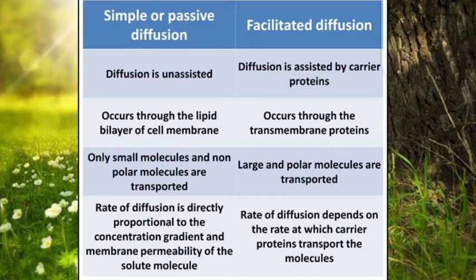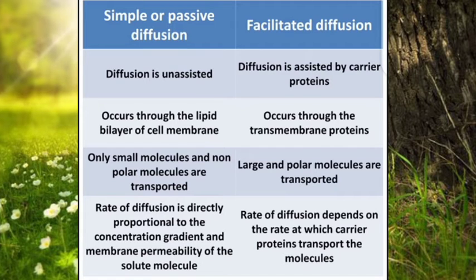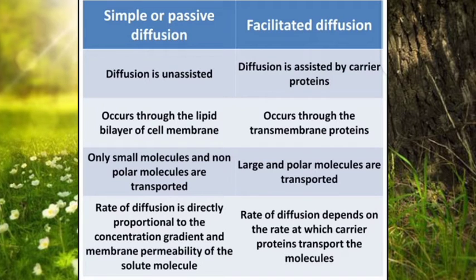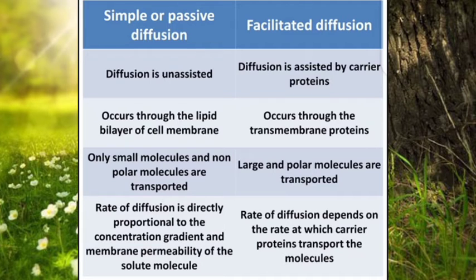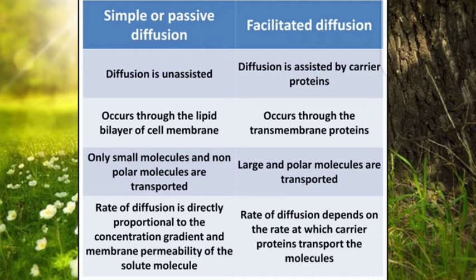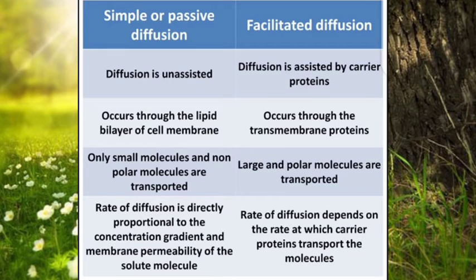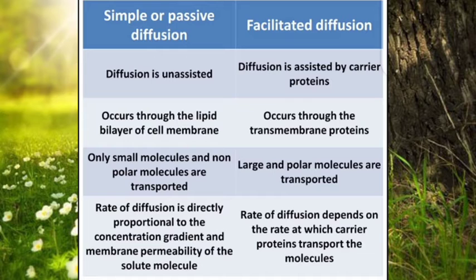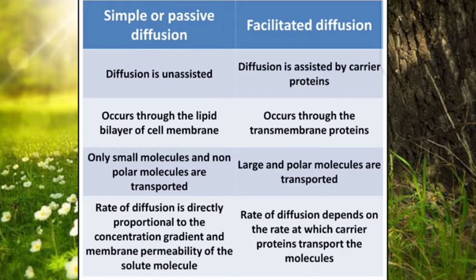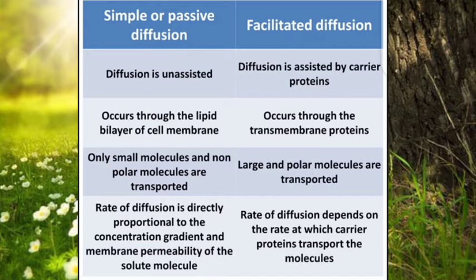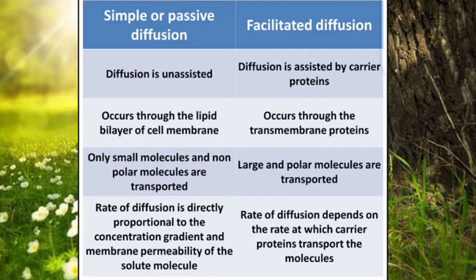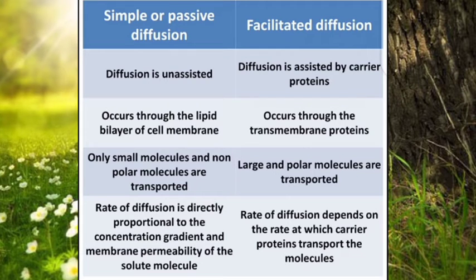The movement of molecules from an area of higher concentration to an area of lower concentration is called diffusion. On the other hand, facilitated diffusion is the movement of substances from higher to lower concentration through transport proteins which are present in the cell membrane.